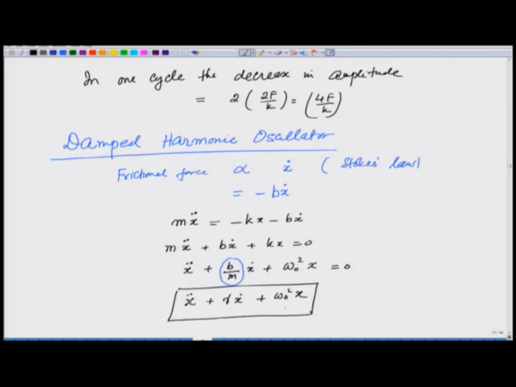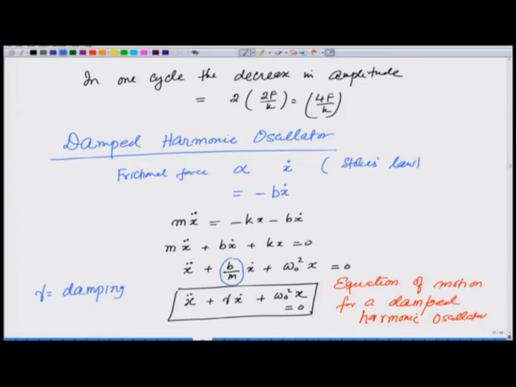This is the notation in this damped harmonic oscillator equation. So, this is the equation of motion for a damped harmonic oscillator. Gamma is the damping coefficient. So, let me write it on the left. Gamma is the damping coefficient.